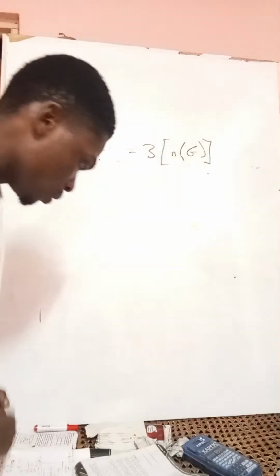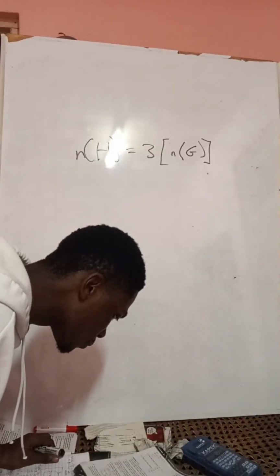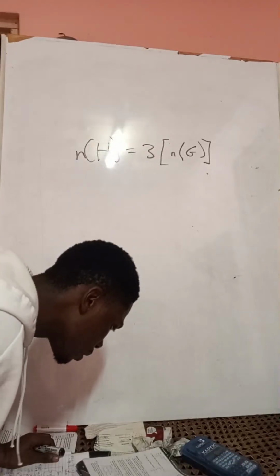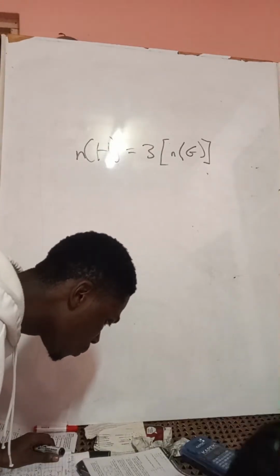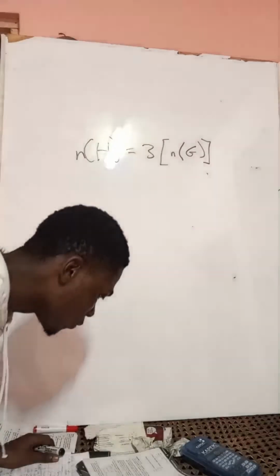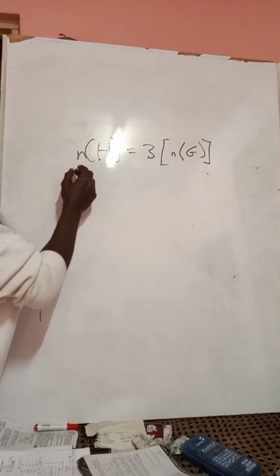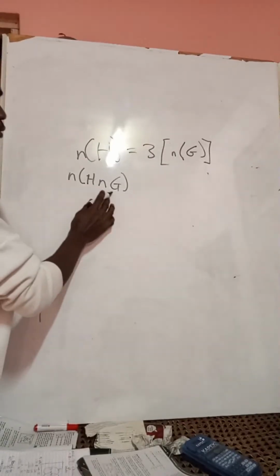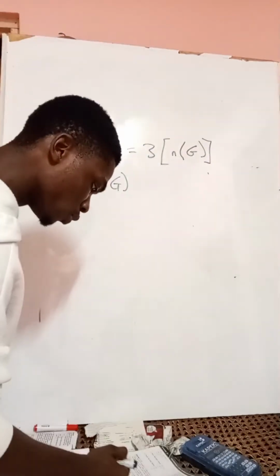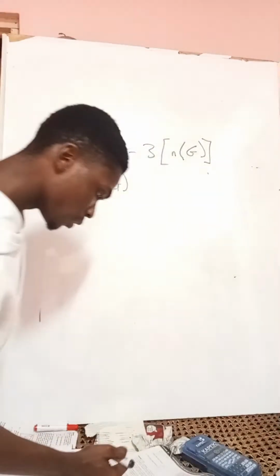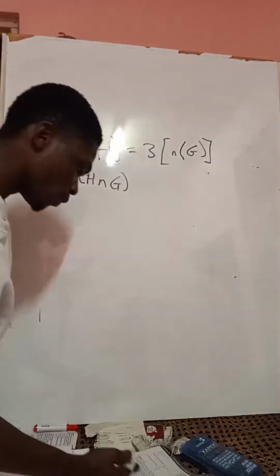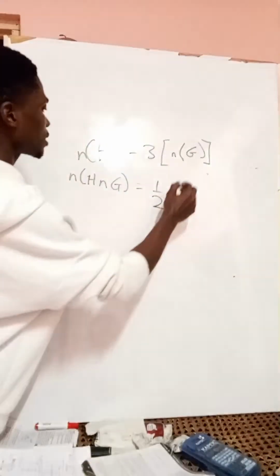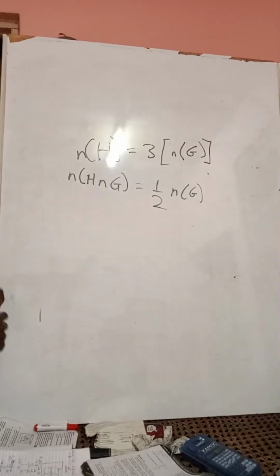Then it continues to say that those who prefer both music is half those who prefer gospel music. So the number of H intersection G, those who prefer both music, is half of those who prefer gospel music. So it's equal to half of the number of G. Is that understandable? It's half of the number of G.